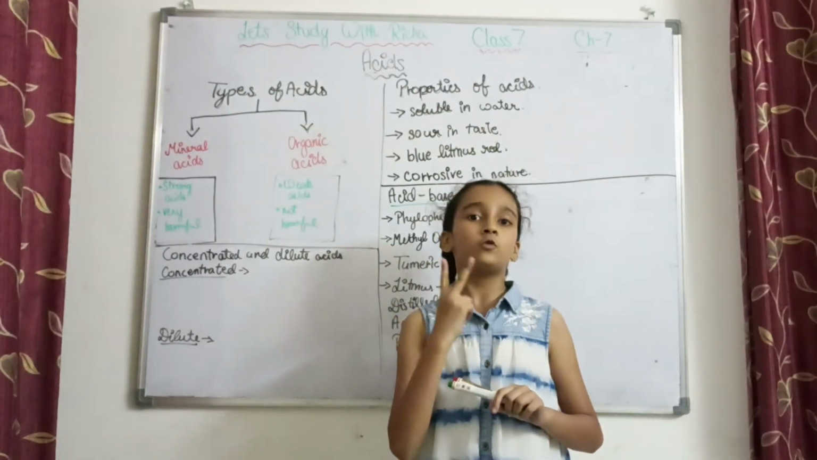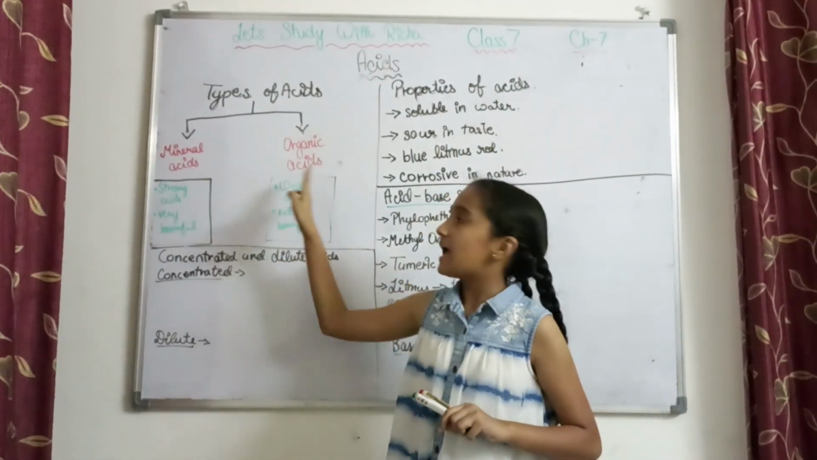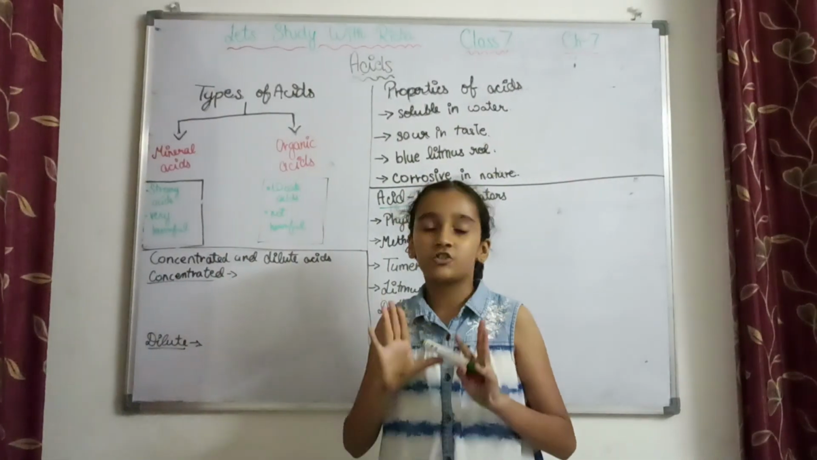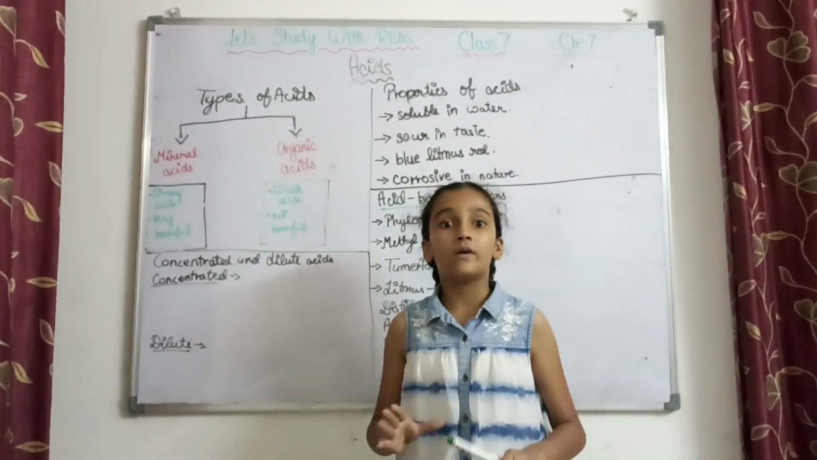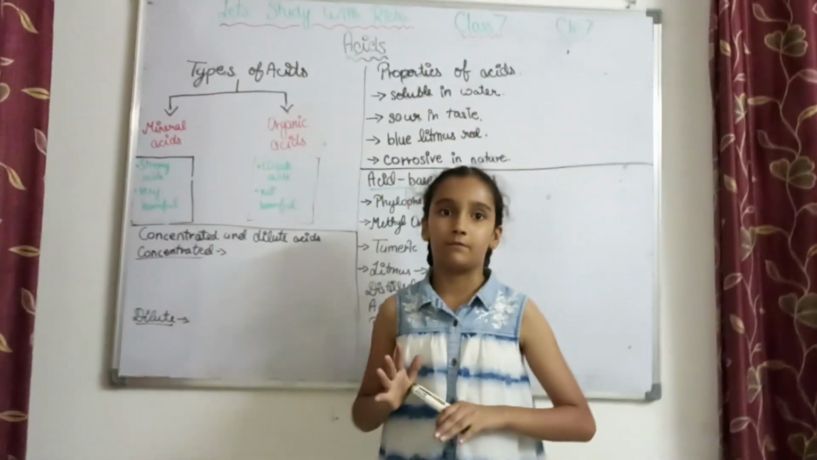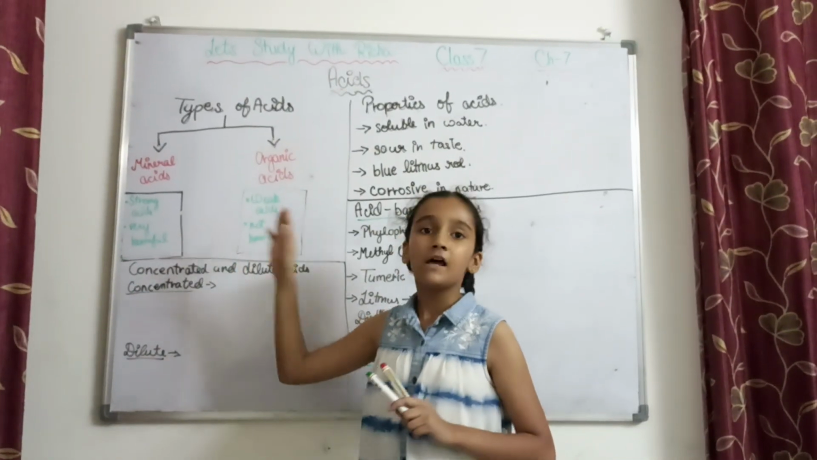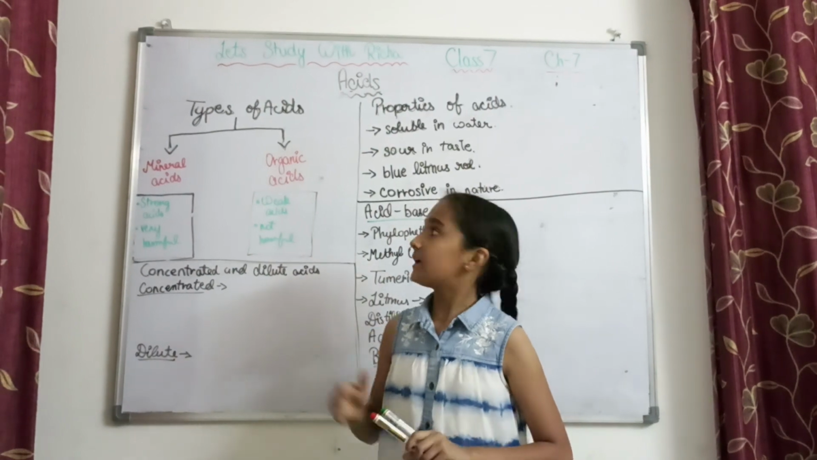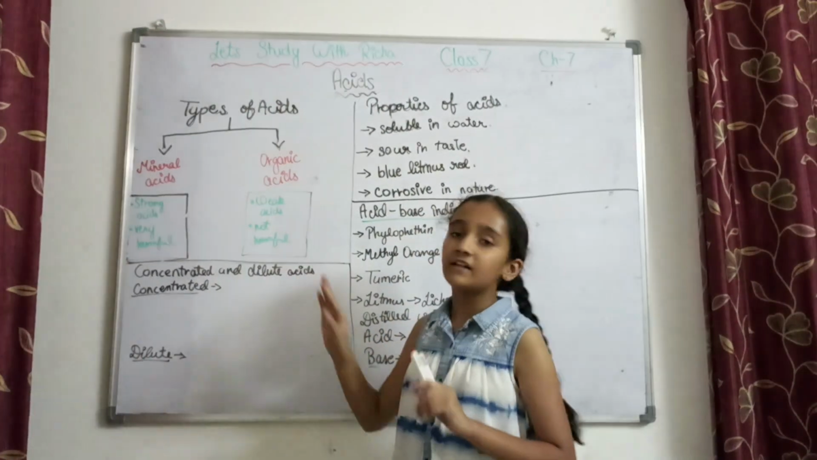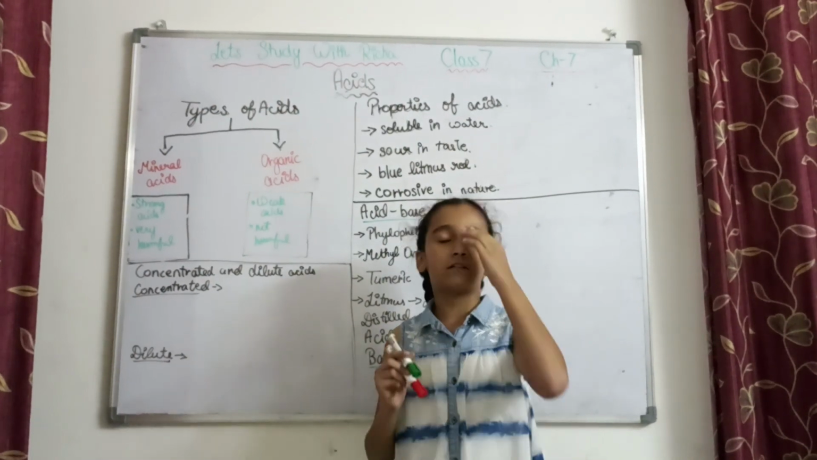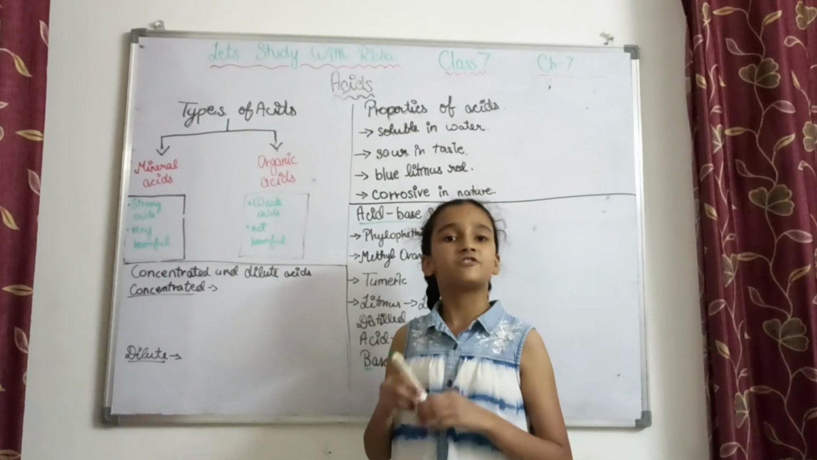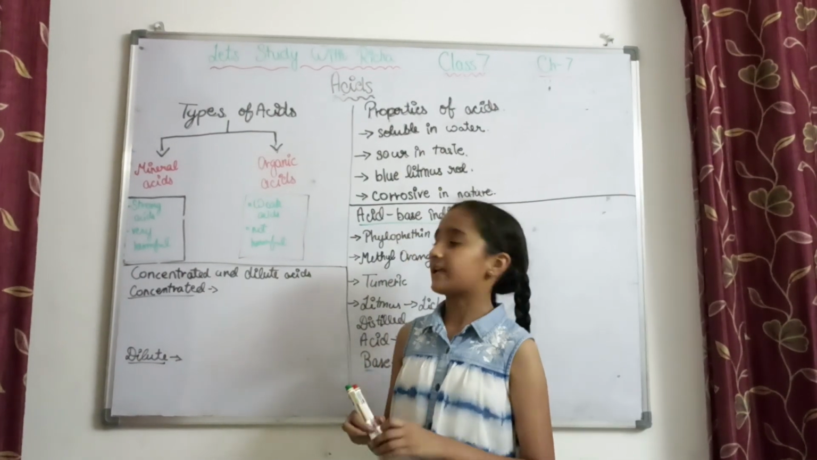acids. There are two types of acids: mineral acid and organic acid. In mineral acid, they are very strong acids and they can cause very harm. They are very harmful to us. They can cause serious skin burns. For example, H2SO4. Then comes organic acid. They are very weak acids and are not harmful to us at all. For example, citric acid, malic acid, etc.